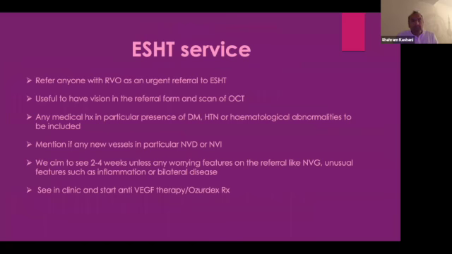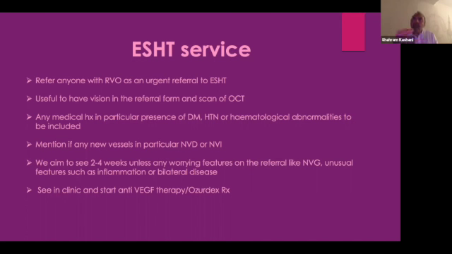So for ASH, for anyone with RVO as an urgent referral, it's useful to have the vision. If you can do an OCT scan, or if not, if you write what the central retinal thickness is, that would be great. Mention if there's an RAPD, mention if you see any new vessels, that'd be really good. Any important medical conditions would be greatly appreciated, so diabetes or hypertension, or if they've been diagnosed with any hematological disorders. And we really aim to see these patients within 2 or 3 weeks, and certainly start treatment within a month. That's our usual approach.